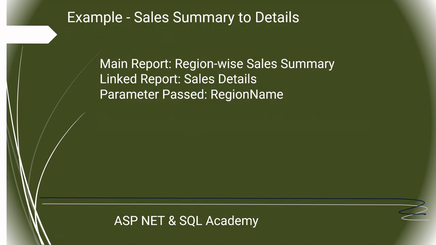Let us say you have a regional sales summary. When the user clicks on a region name, a detailed sales report for that region opens using region name as a parameter.